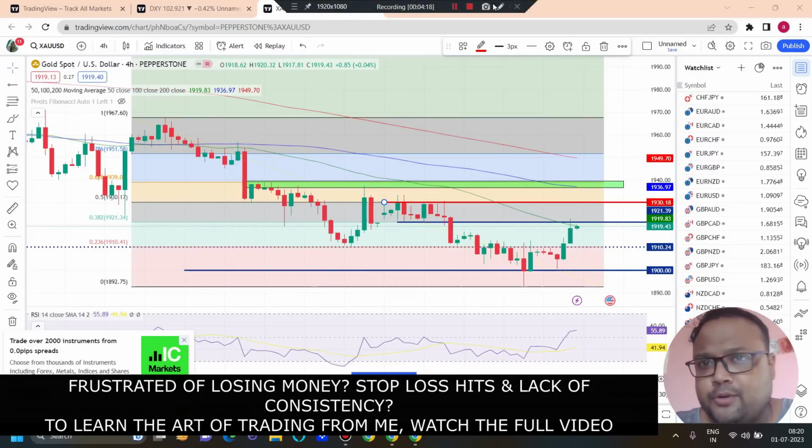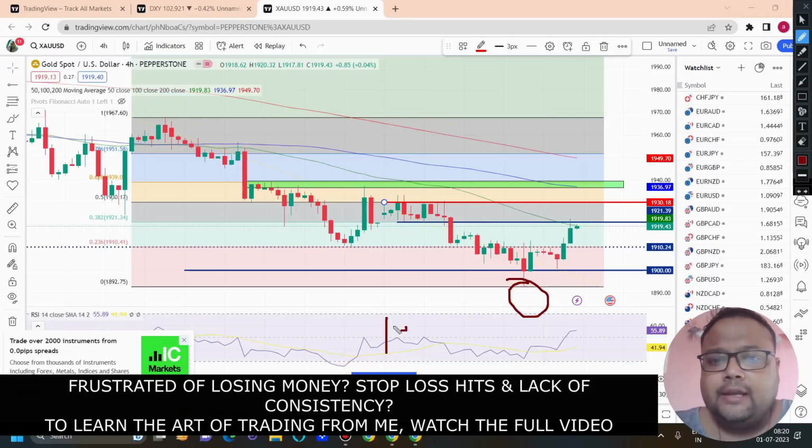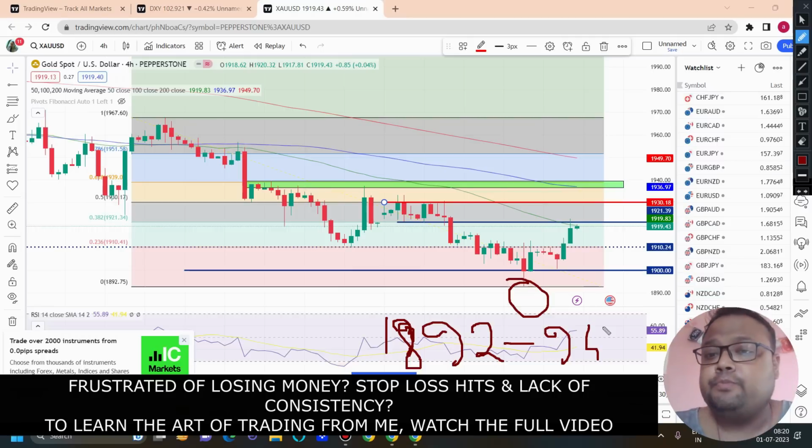And what about the support then? To be honest, we don't have any strong support on the chart of gold right now. Yes, the level of 1892 to 1894 is still very much present, but is this a strong support? No, this is not a strong support on the chart of gold.